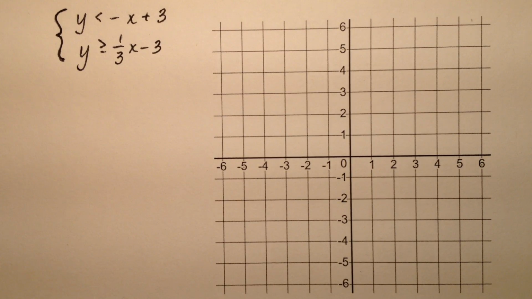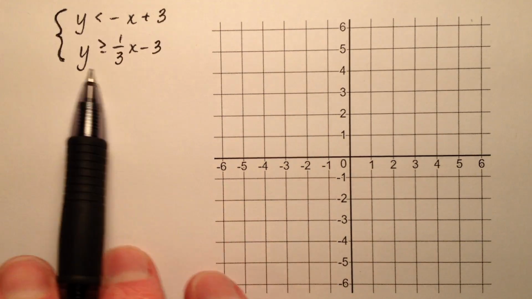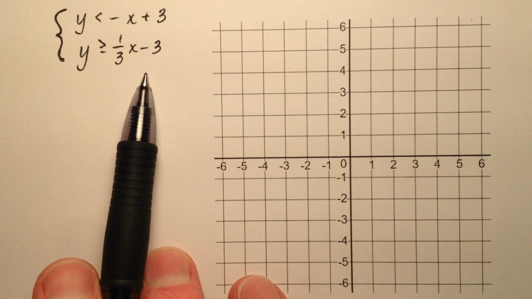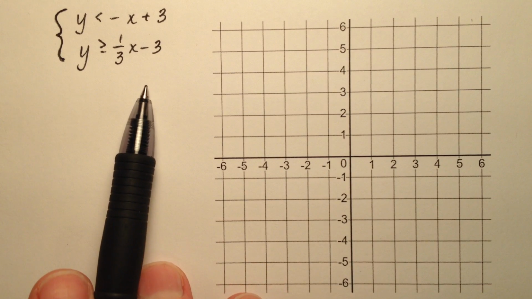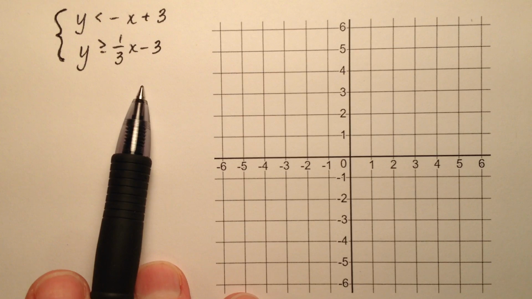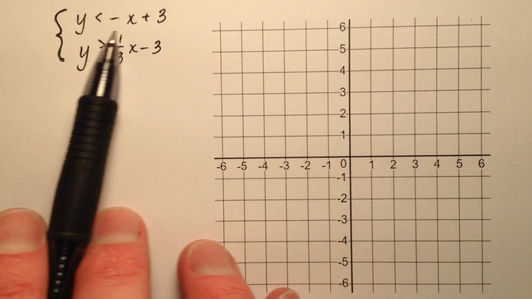In this example, we're going to graph this system of linear inequalities. Okay, so we'll go one inequality at a time. So remember that we need 4 pieces of information to effectively graph a linear inequality. So let's go ahead and start with this first one.